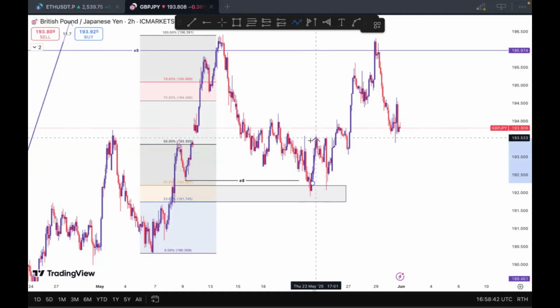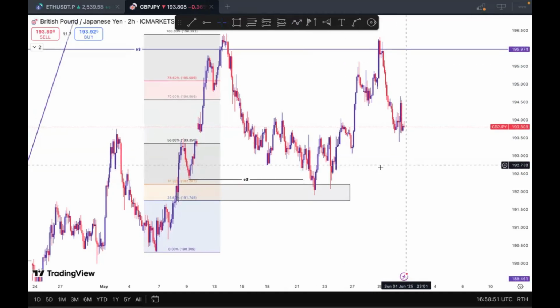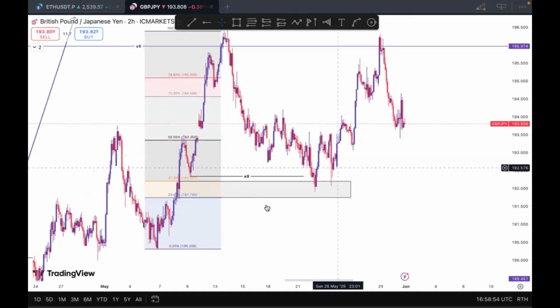Can you see? Price came, swept the liquidity, and then boom. Can you see that? This is actually structure. And then where is price coming from? Even at the OTC buy zone, we can see another block. This is another block. Can you see this other block?